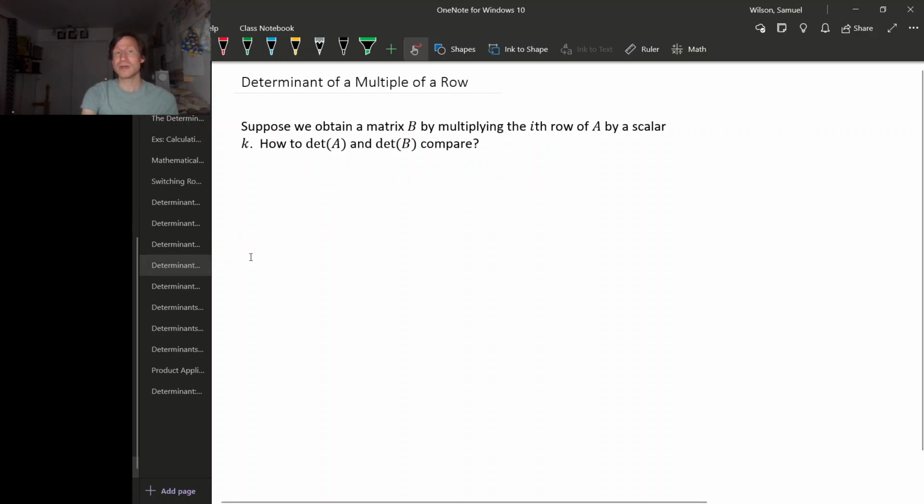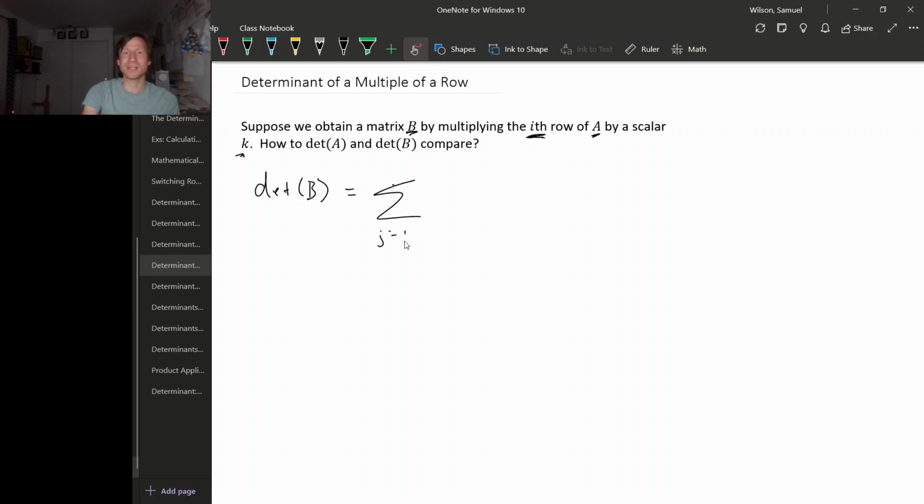So let's start with multiplying a row by a scalar. Let's suppose we start with a matrix A, we multiply its ith row by a scalar, say k, to get a new matrix B. How will these determinants compare? So let's find the determinant of B. Now we know we can expand this determinant across any row, and it seems like we should expand it across the ith row because that's where A and B are different. So let's expand across the ith row.